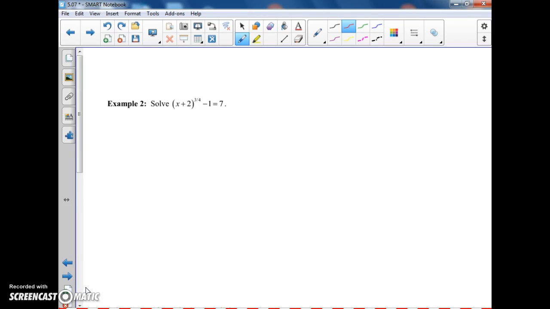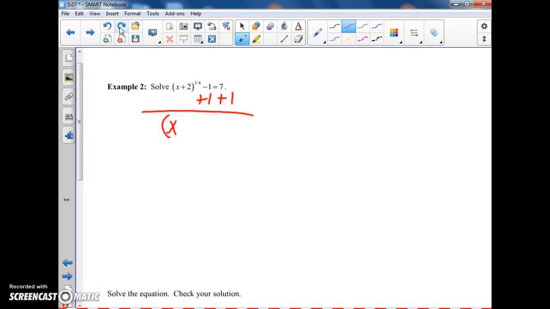So on example 2 now, what's the first thing you would do? Add 1, is correct. You got to get the x plus 2 to the 3/4 power by itself, right? Now listen carefully. I want to get x plus 2 all by itself. What would be the next step? This is common sense.